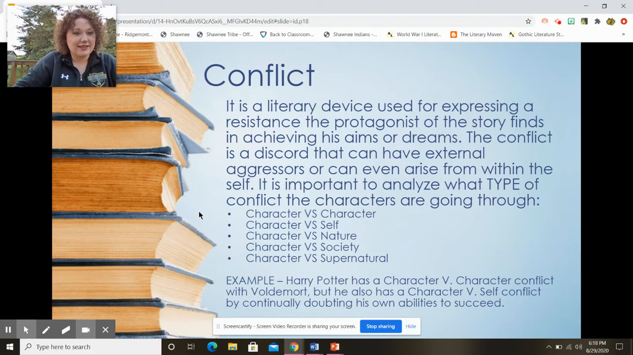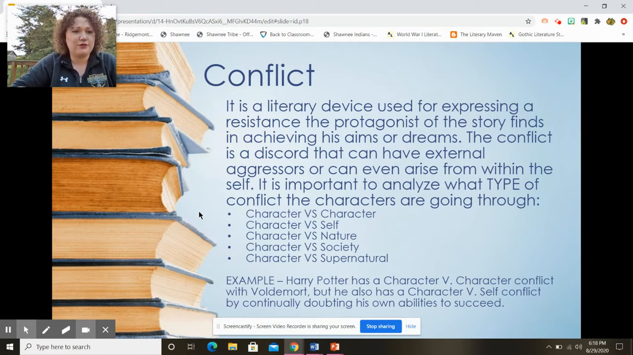You have character versus society, where society isn't letting them complete that action. Batman is, again, another really great example of that, because the city of Gotham doesn't believe Batman is a superhero, and they're constantly trying to catch him and arrest him and portray him as a villain. So society itself is a conflict for him in achieving his goal.